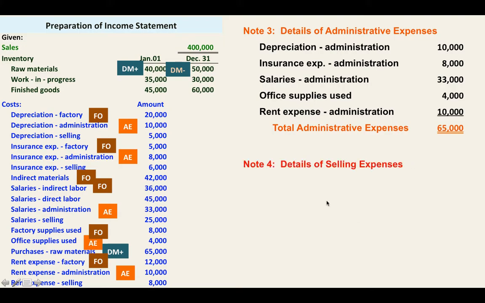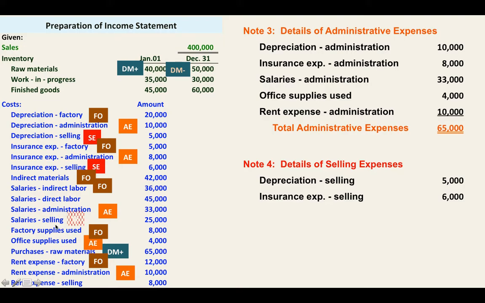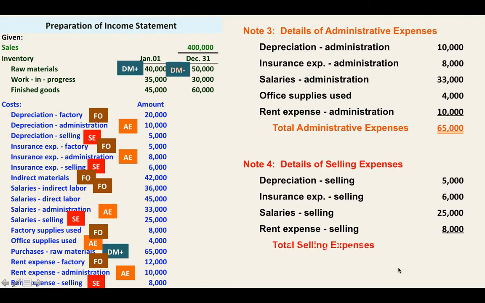And the next note is details of selling expenses. Same process. We have to identify those that are related to selling. Here we have depreciation selling, so that's a selling expense, so we'll write it down. And here, insurance expense selling, so we will write it down. And here, direct labor, no, it's not selling. Here, salary is selling, so we will write it down. And here, the rent expense selling. So the total of our selling expenses is 44,000.